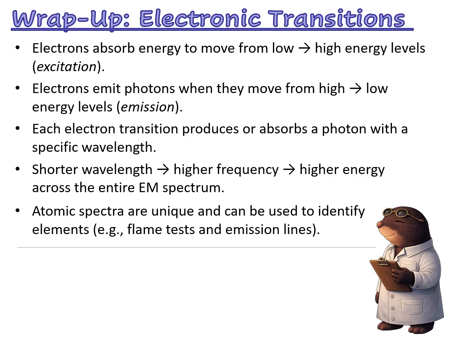You can use atomic spectra, the light that is being given off, to identify elements, because it is unique for the elements. They all have their own energy levels, and the electrons are going to be interacting with each other, especially once you get past hydrogen. So they are unique. And we're going to be doing a flame test shortly, where we're going to be identifying some elements based on their flame colors.